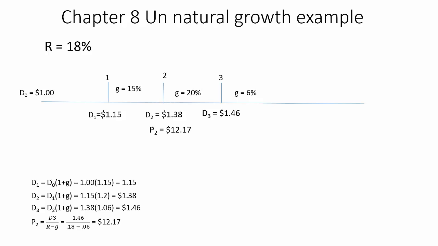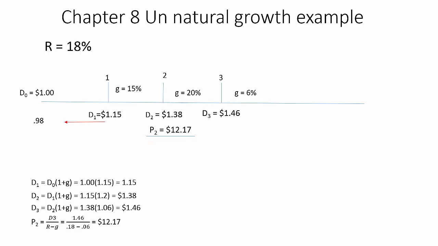Now that we have our cash flows, we have to discount those back, using what we learned in chapter 6, to the present day values. So we'd take the $1.15, discount that back 1 year at 18% interest, and we see that's 98 cents.